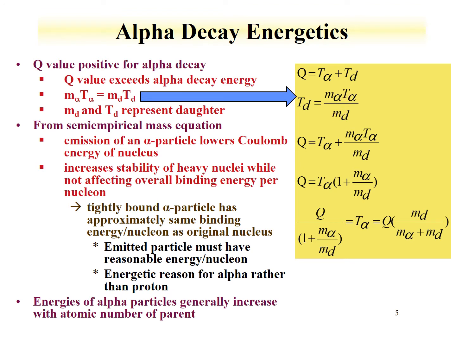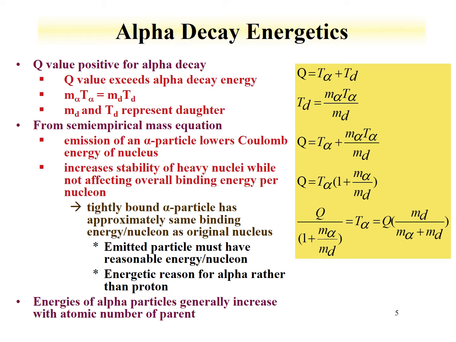We can substitute this into the Q value equation, and we get a relationship in terms of the kinetic energy of the alpha, the mass of the alpha, and the mass of the daughter. We can rearrange this, as shown here, and we end up with a final relationship where the kinetic energy of the alpha particle is equal to the Q value times the mass of the daughter divided by the mass of the alpha particle plus the mass of the daughter. From this equation, we see that the bulk of the kinetic energy is taken up by the alpha particle. So the Q value is often close to the alpha decay energy.